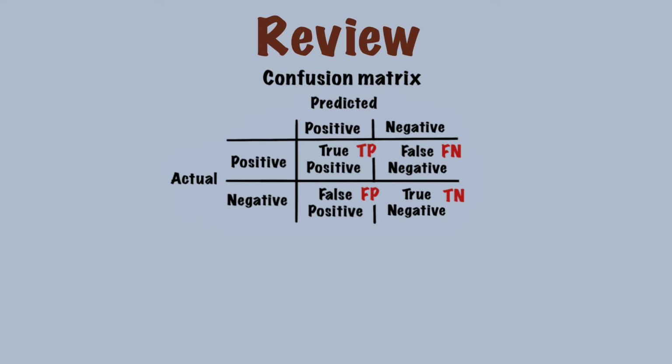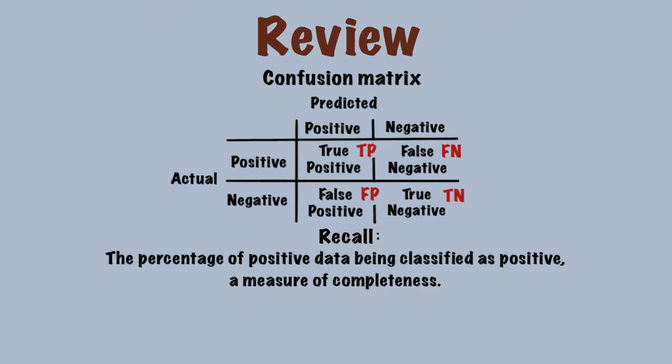Confusion matrix is a tool used to analyze the performance of a binary classifier, and we typically denote each position by TP, FP, FN, TN. Then, recall is the percentage of positive data correctly classified as positive, and is a measure of completeness. The formula for recall is TP divided by P. P here is the actual positive data, which is TP plus FN.